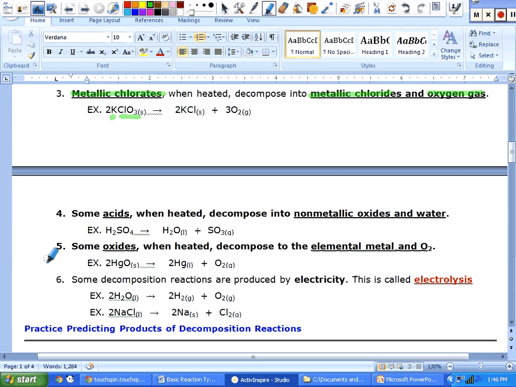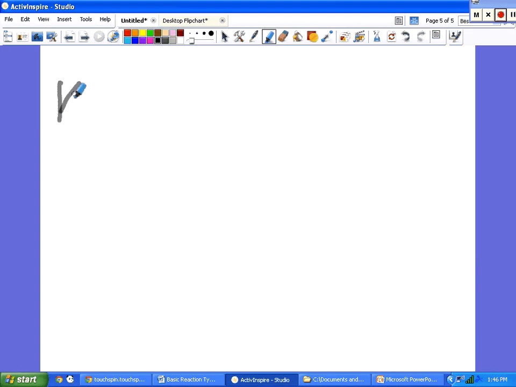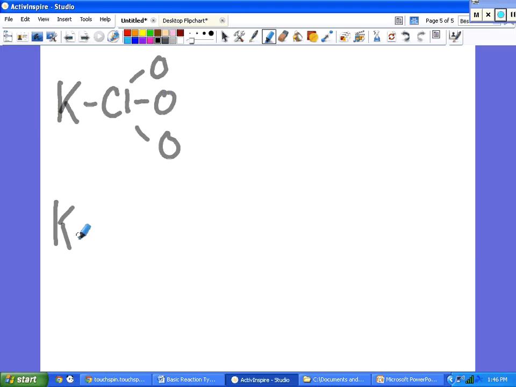Now, this one's kind of tricky, and here's why. How many metallic chlorides did they give you in this case? They gave you 2 of them. So watch what we do when we draw the schematic out. So we have K, Cl, do you agree that this is what it would look like? I have 2 of them. Where did the 2 come from? The 2 in front of it, right? The coefficient. Now, what are the products? All right, listen. 2 what? 2 KCl's.